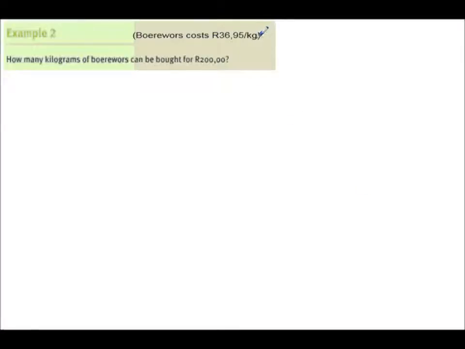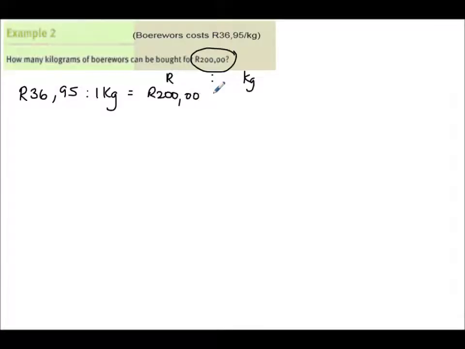Remember from the previous example, boerewors cost that. So once again, we're going to write 36.95 to 1 kilogram equals, how many kilograms can be bought for 200 Rand? Well, remember your rate must be in the right order. Rands to kilograms. Rands first. So I've got 200 Rand. How many kilograms of boerewors can I buy?